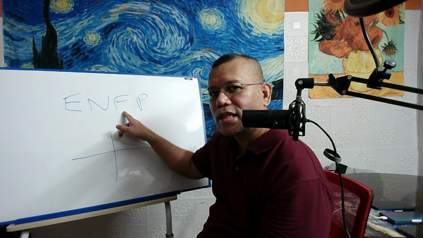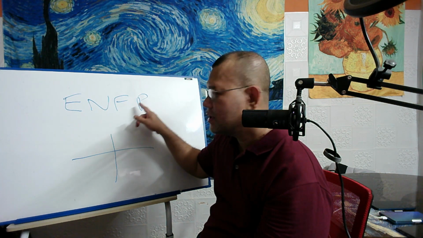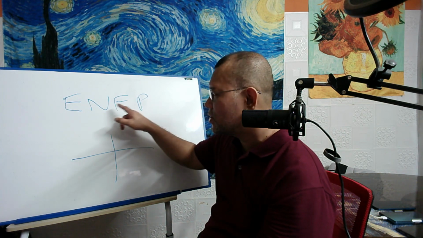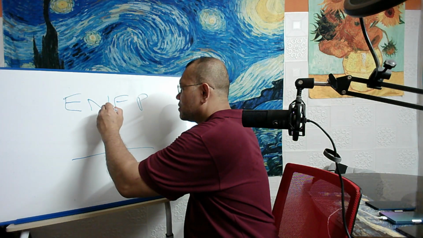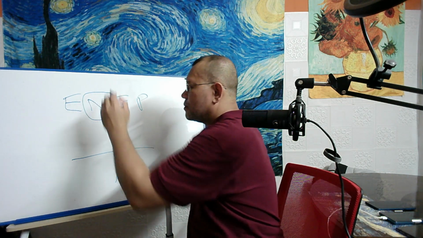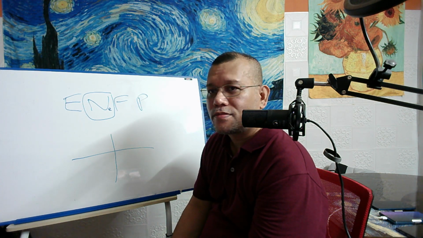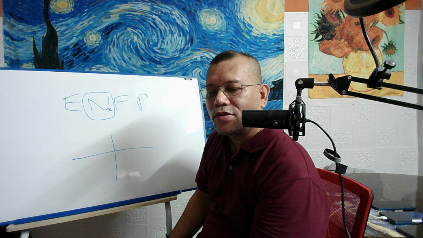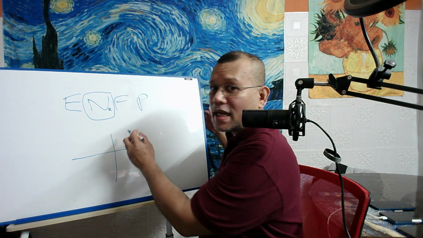The third letter is a judging function. Perceiving, judging. Perceiving, judging. In this case, the extroverted function is the perceiving function, so we add a small e. It becomes extroverted intuition, Ne. When you put an e here, the next letter that you need to fill will be an i. It cannot be an e as well. It must be an i. So it will be Fi.